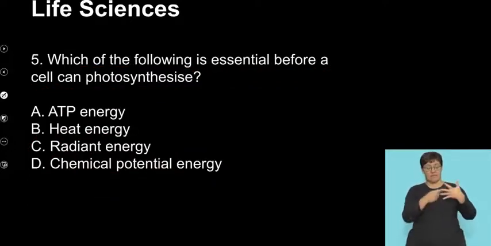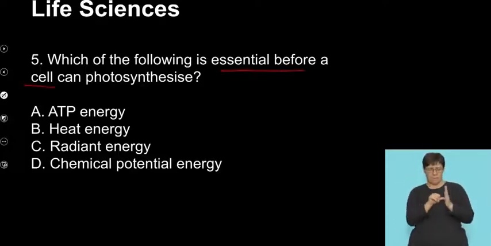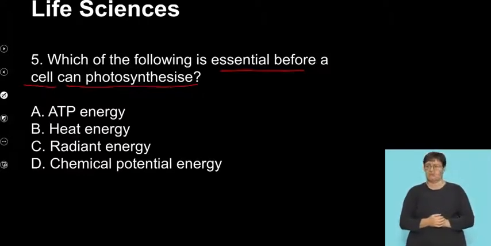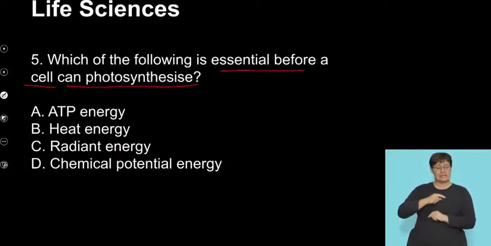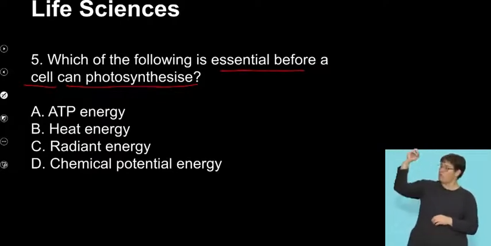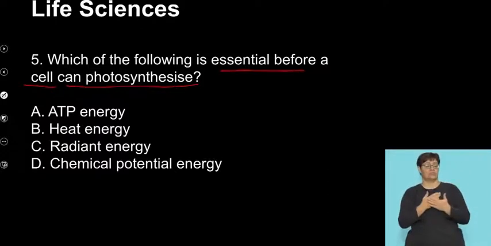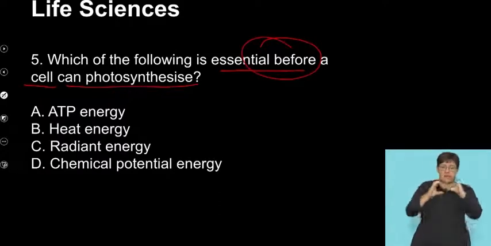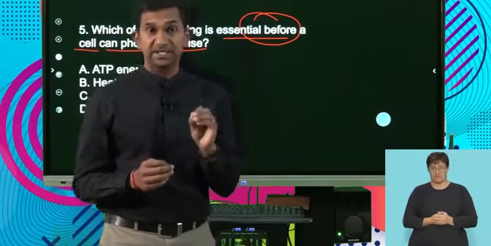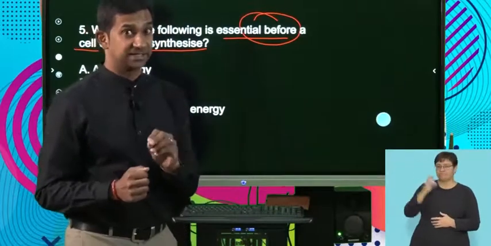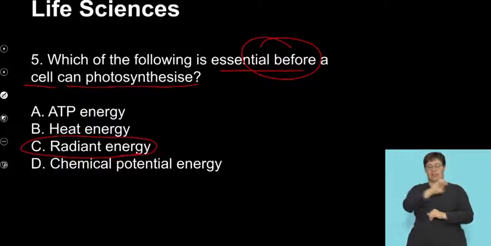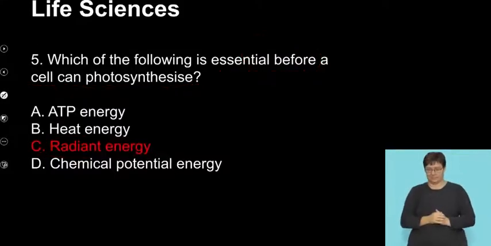Which of the following is essential before a cell can photosynthesize? So we need to know which of the following is essential. ATP energy is needed, heat energy is needed, radiant energy, or chemical potential energy. Right, guys, it's important that we read the concept of before a cell can photosynthesize. Remember that the basic requirement for photosynthesis is light. And as you would see, it's the radiant energy that is needed. And so the answer there would be radiant energy.